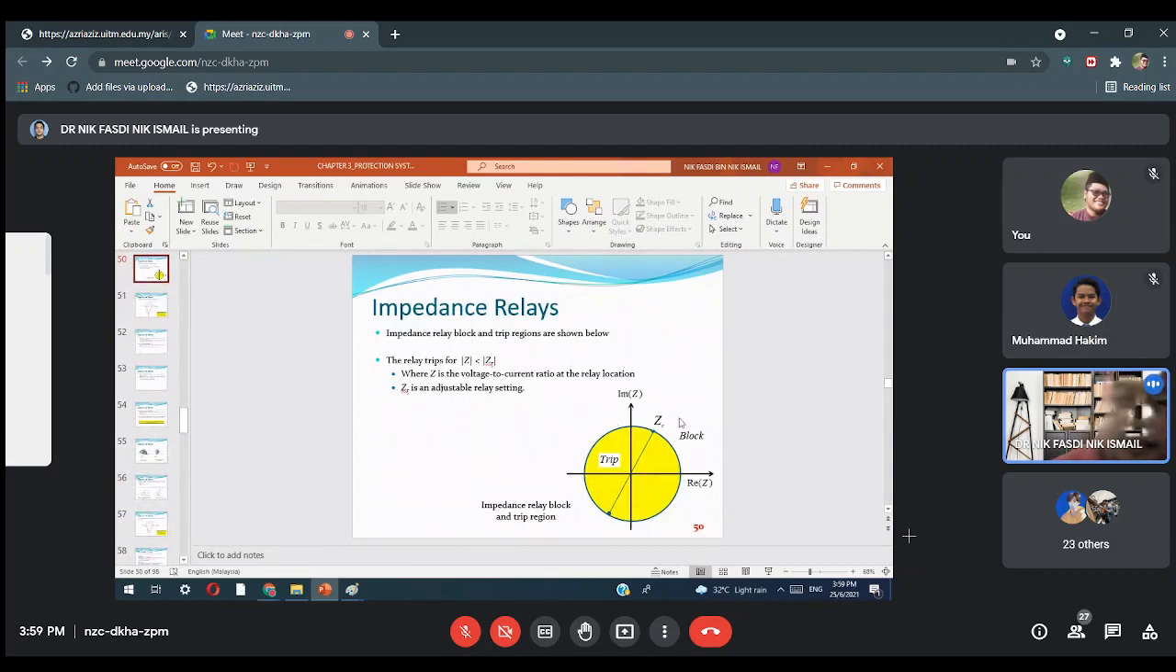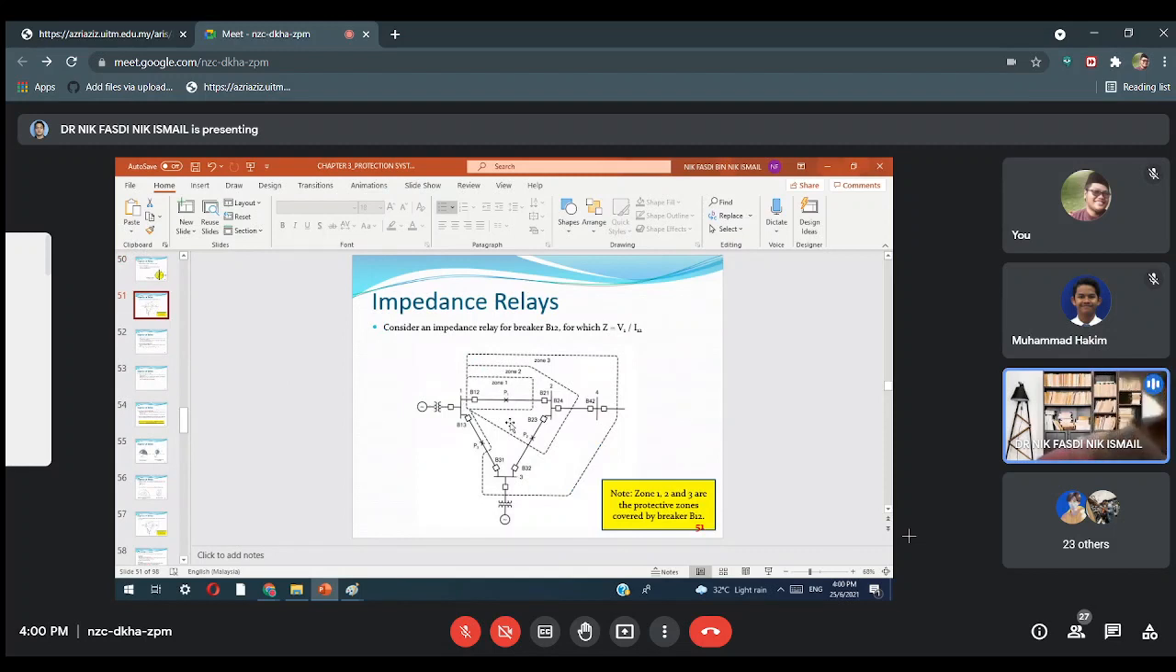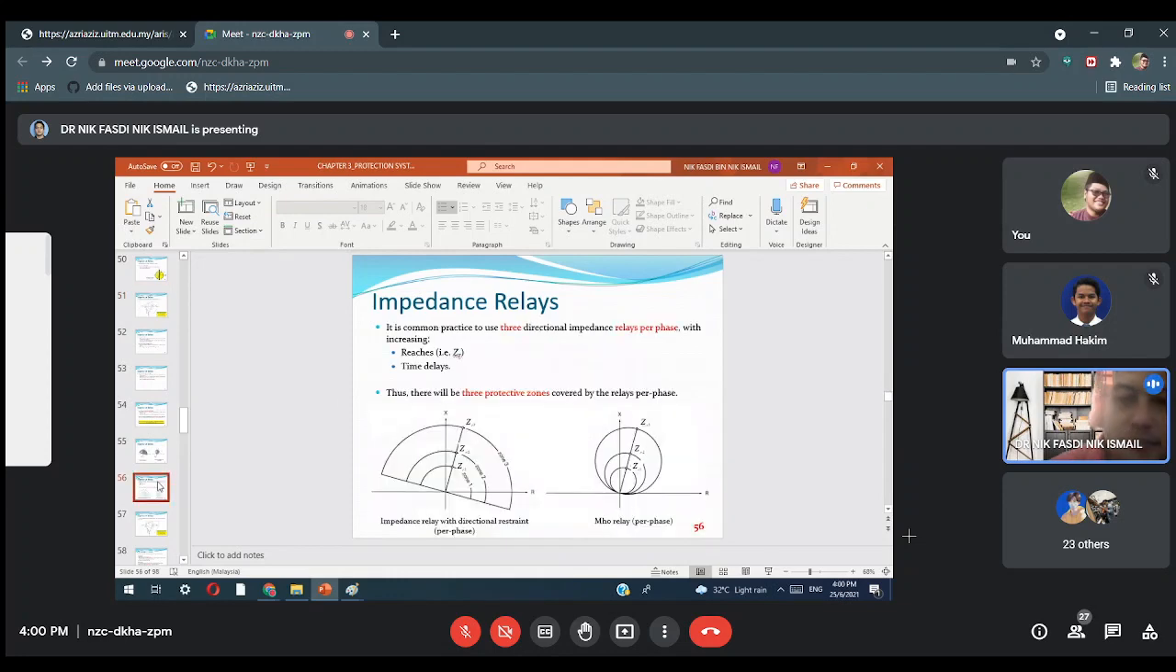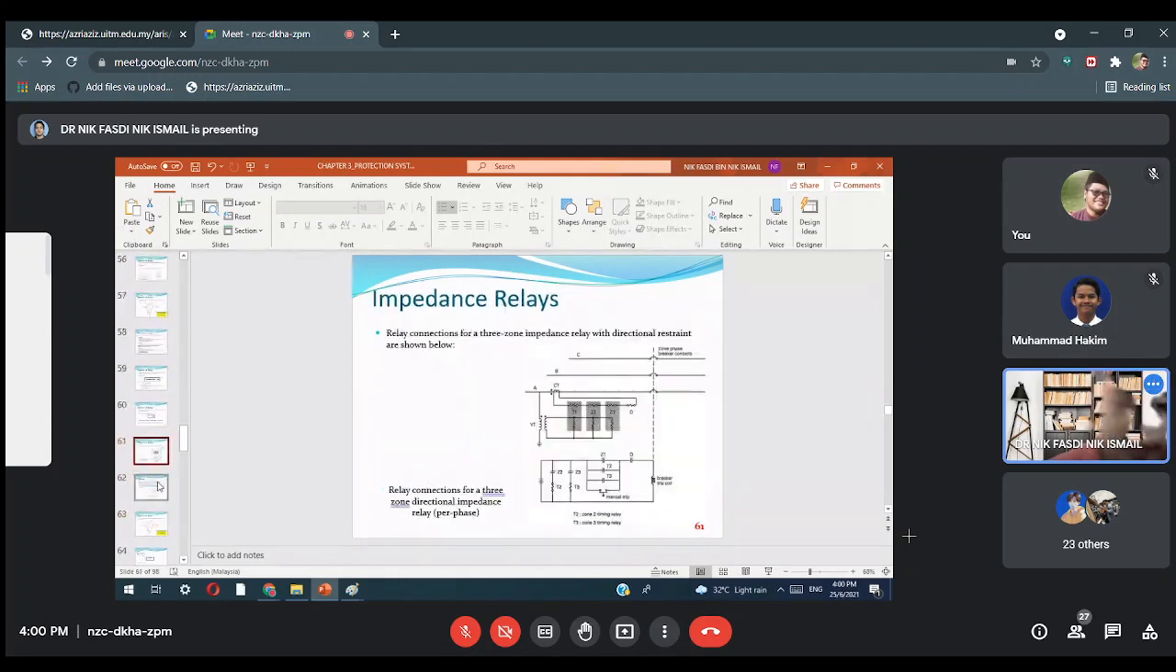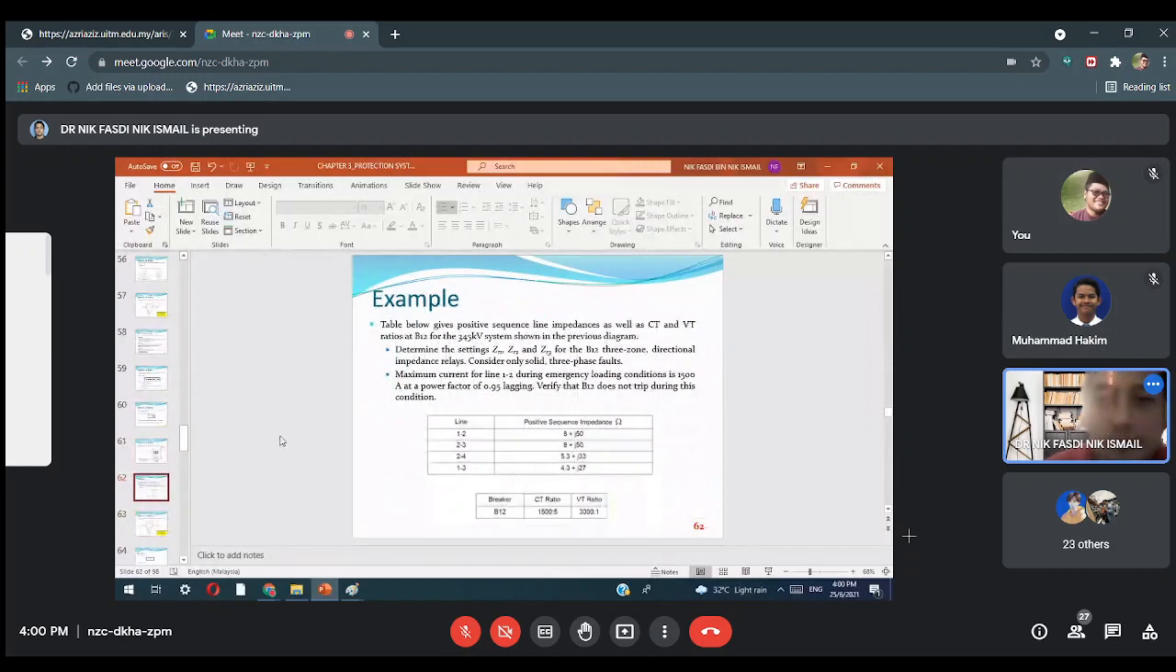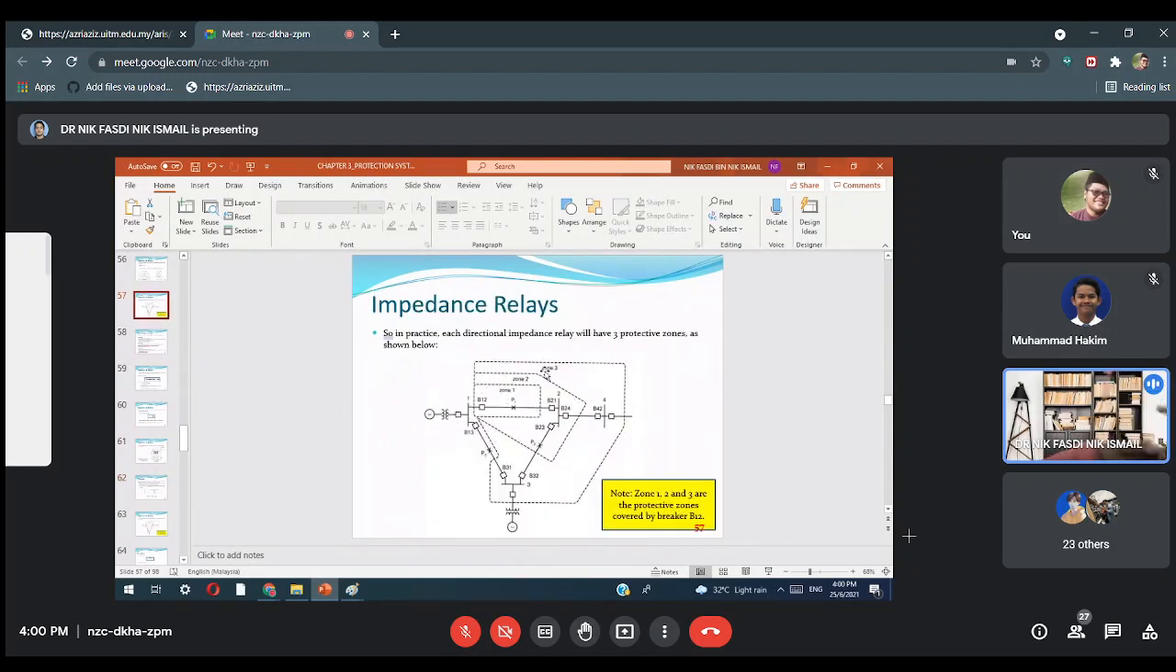We need to know the Z range, referring to this zone. For each zone we need to know Z1R, Z2R and Z3R. That is what the question asks: determine the settings ZR1, ZR2 and ZR3 for the B1, 2, 3 zones. Which zones? Zone 1, zone 2 and zone 3.